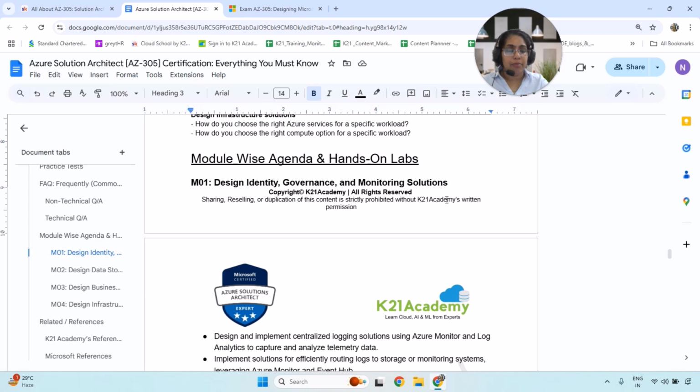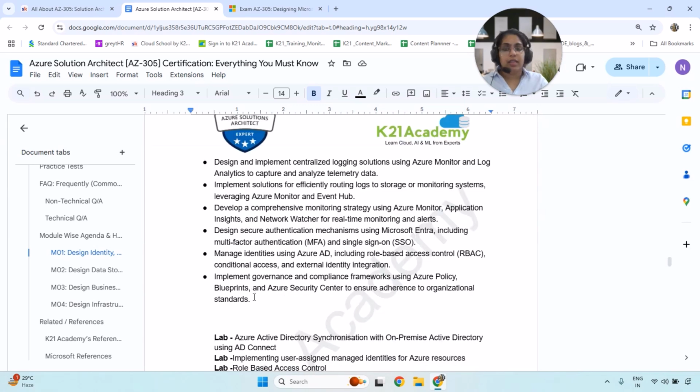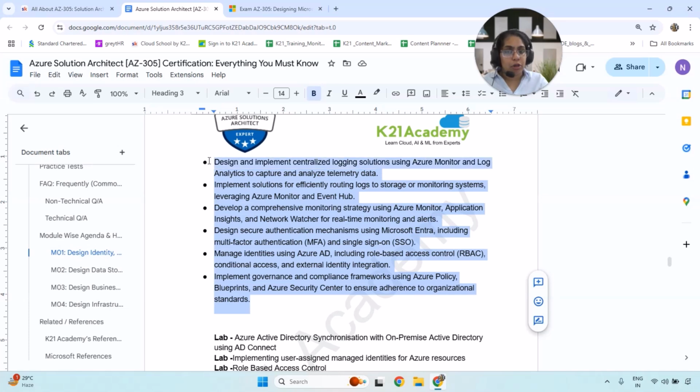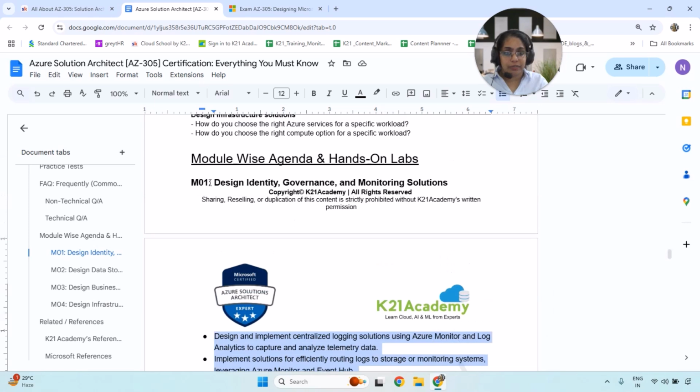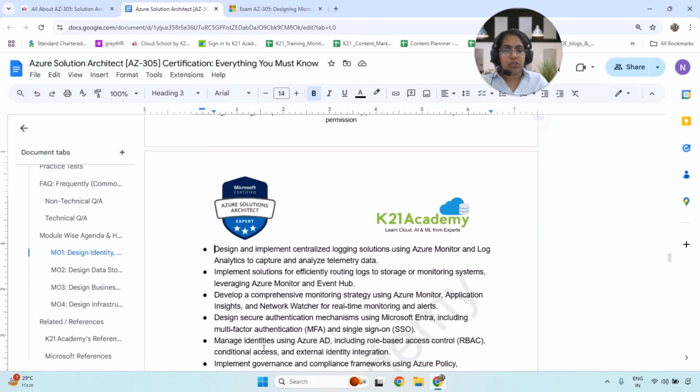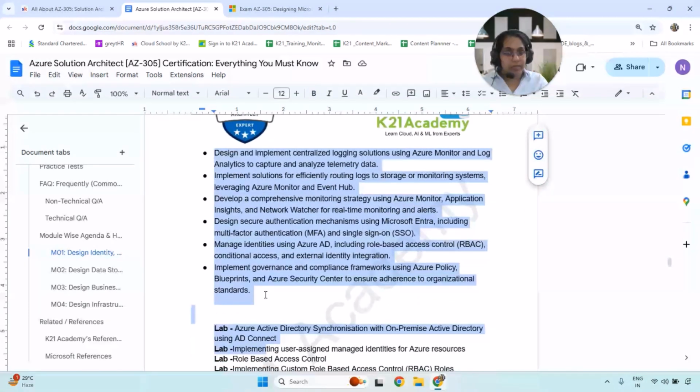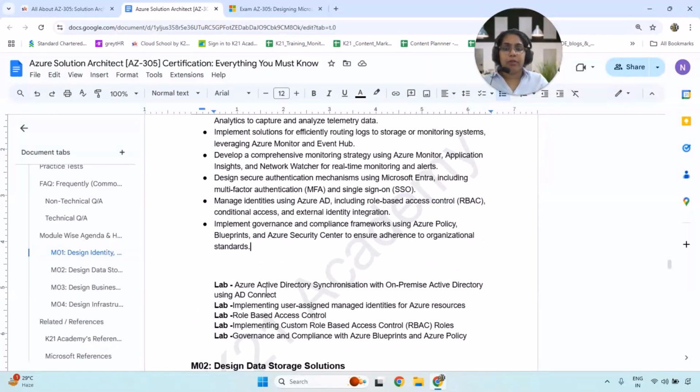Now, if you want to perform any labs for this, and you are not sure which labs are associated with this particular domain, we have made it easy for you and you can just go through this lab information. You have all these labs associated with this particular domain, which you can explore. Just navigate, perform these labs, explore it. Moving to the second domain, which is about design data storage solutions.